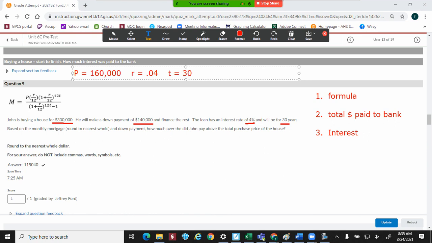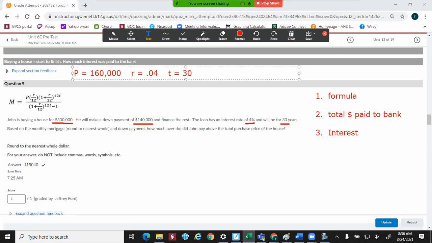Okay? So I'm going to go ahead and use the formula based on these numbers. If you're not good on this formula, then go back to that last question we did where I used the formula, and you can rewind that. But I'm not going to spend a lot of time doing the formula again.